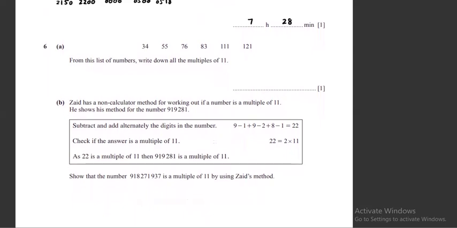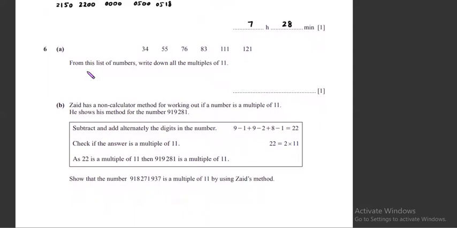Let's move on to question 6. From the list of numbers, write down all the multiples of 11. Okay. When it comes to the multiples of 11, up to the 9th multiple of 11, the 2 digits that we have are going to be the same. Like 11, 22, 33, 44, likewise, it will keep continuing until 9 times 11, which is 99. Which means definitely this 55 is a multiple of 11.